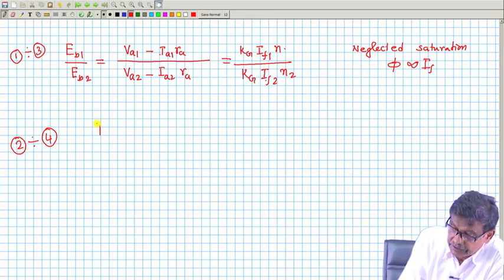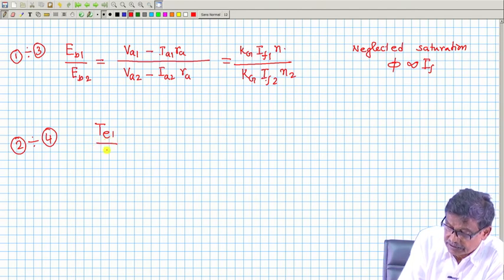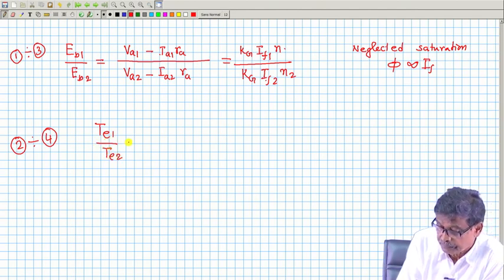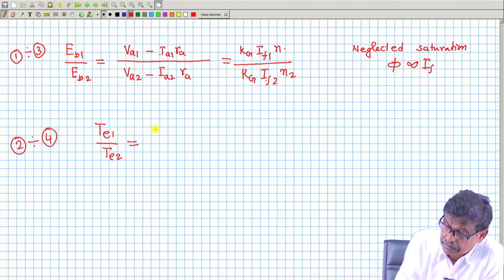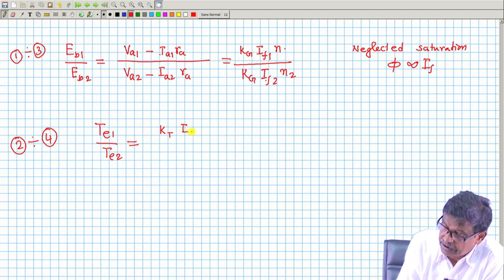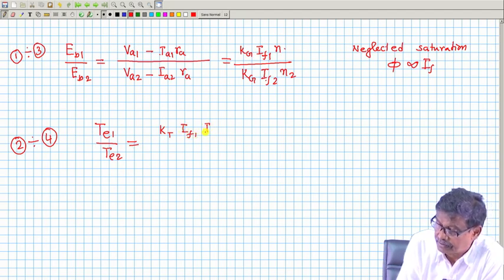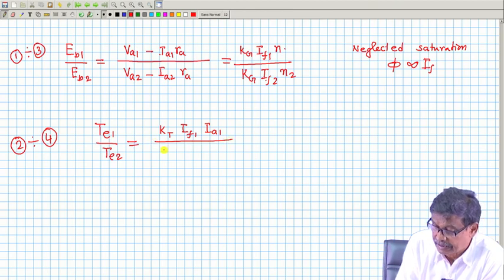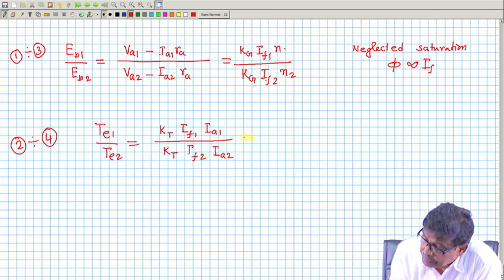If you do this, you will get T1 by T2 is equal to Kt phi into Ia, phi is proportional to If. So, Kt into If1 into Ia1 divided by the same constant Kt If2 into Ia2, and this must be equal to TL1 by TL2.